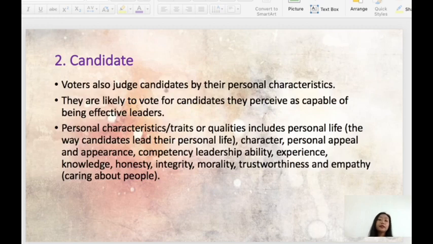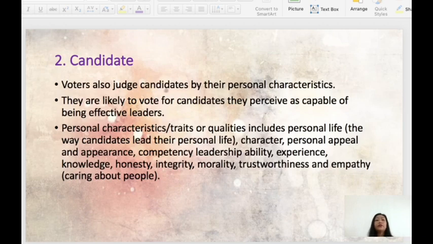And then the second one, candidate. Voters also judge candidates by their personal characteristics. They are likely to vote for candidates they perceive as capable of being effective leaders. Personal characteristics, traits or qualities include the way candidates lead their personal life, character, personal appeal and appearance, competency, leadership, ability, experience, knowledge, honesty, integrity, morality, trustworthiness and empathy, caring about people, which usually will attract people towards the candidate, yeah? Okay, so this one is also like common sense. If you like somebody's characteristics, surely you will adore that person, right? More than anything else.